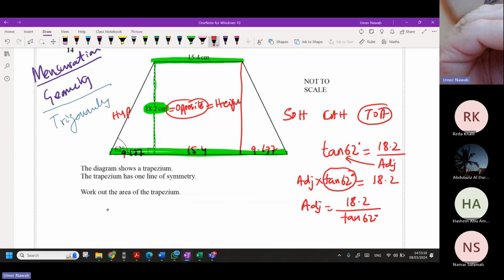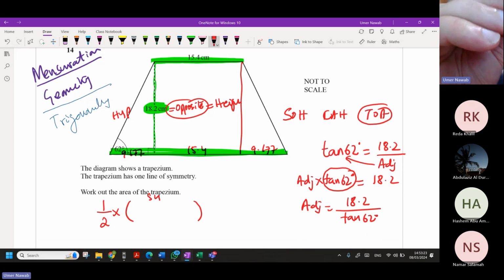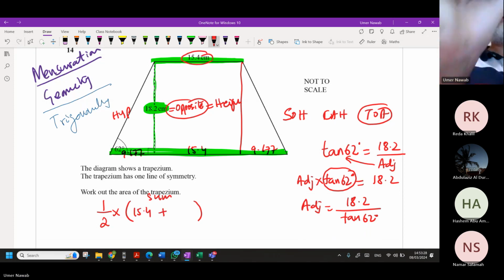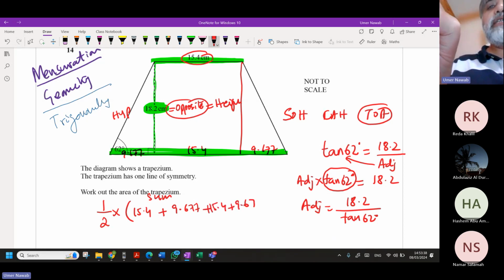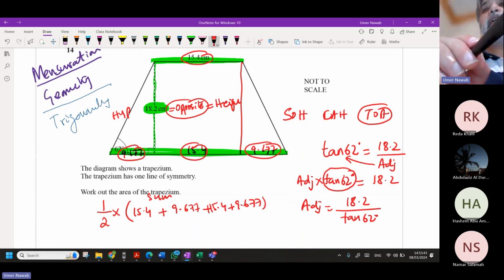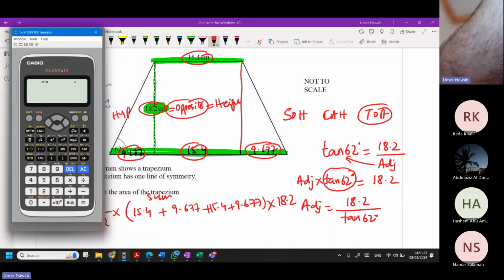Let me write the formula for a trapezium: half times the sum of the parallel sides. So I'm going to write the sum. This is 15.4, then 9.677 plus 15.4 plus 9.677. Did you see, I added all the parallel sides, the both parallel sides, times the height. The height is 18.2. So I need to copy it into the calculator, and then I will teach you.